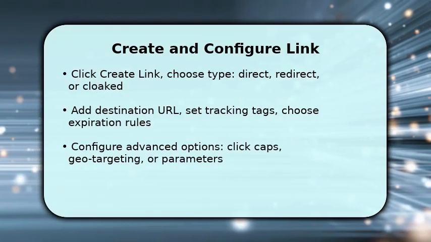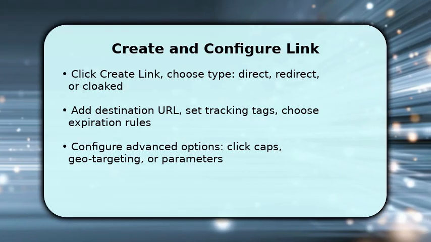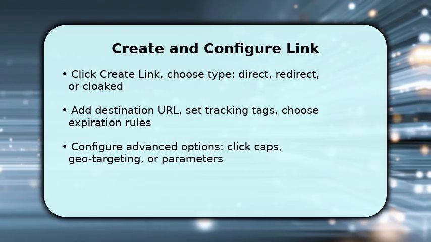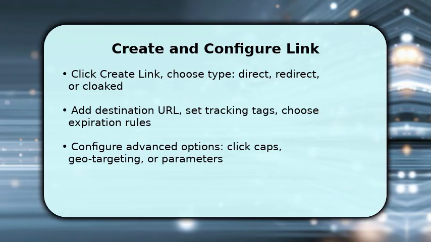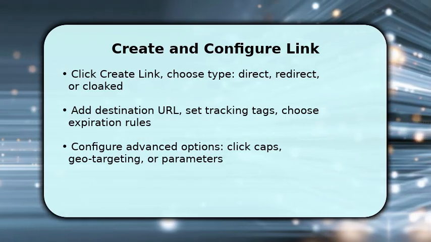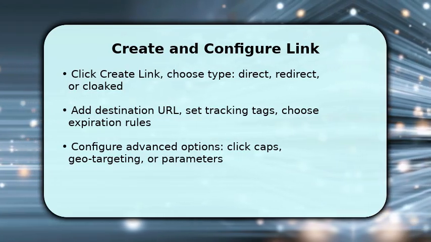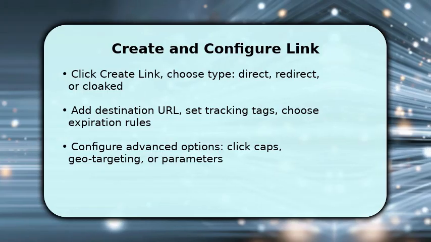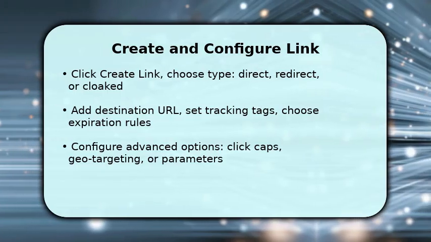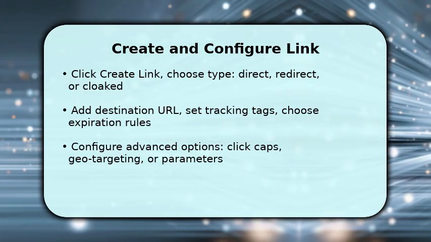Choose the link type that fits your goal: direct for simple redirects, cloaked for branded display, or redirect for conditional routing. Enter the destination URL and attach your UTM or custom parameters so analytics capture source and campaign data. Then set link behavior, expiration date, click limits, geo-targeting, and redirect rules.